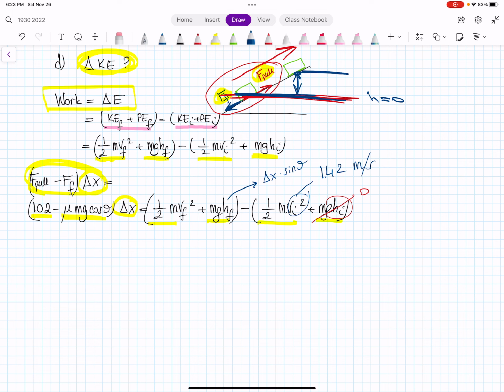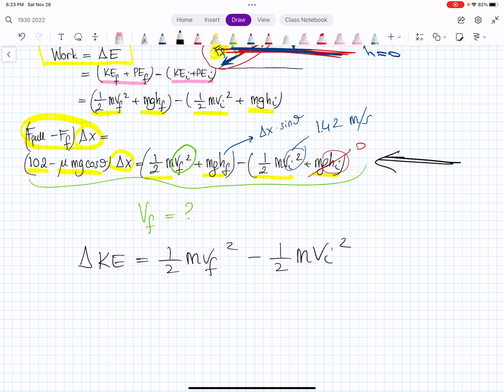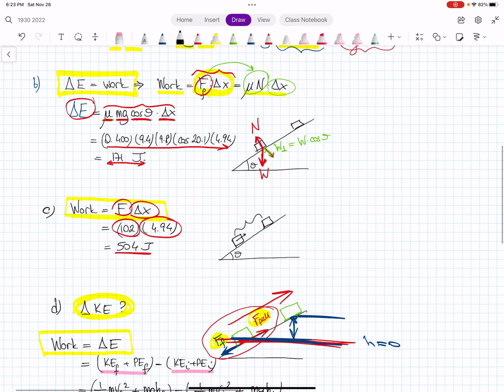What is it that is the missing part? What is it that's missing? The unknown, that's the final velocity. So from this entire equation, you have to figure out the final velocity. Once you figure out the final velocity, now you're going to give me the answer for the change in kinetic energy. 1/2 mv final squared minus 1/2 mv initial squared. Where did you find the v final from? From this equation here. What was the initial velocity? The initial velocity is 1.42, and you get the idea.